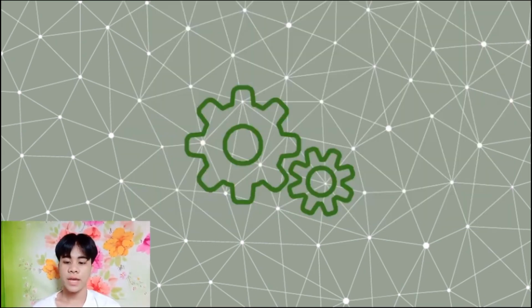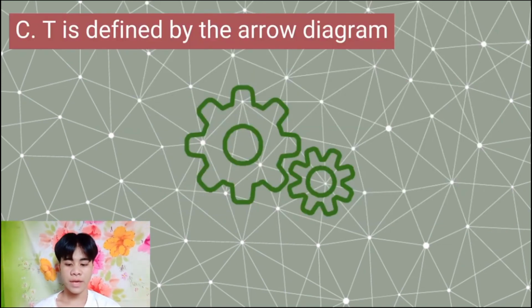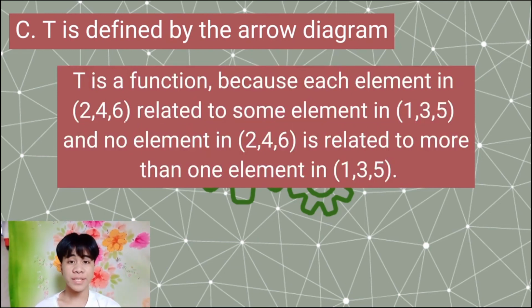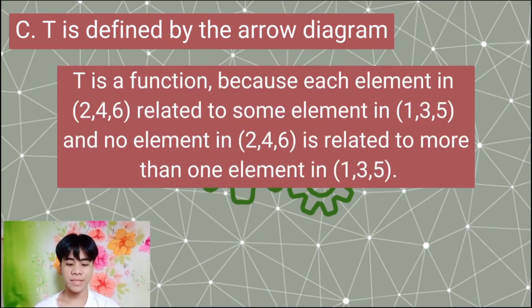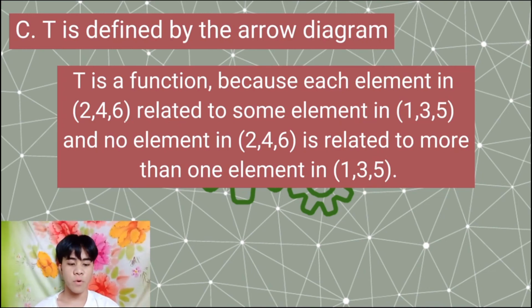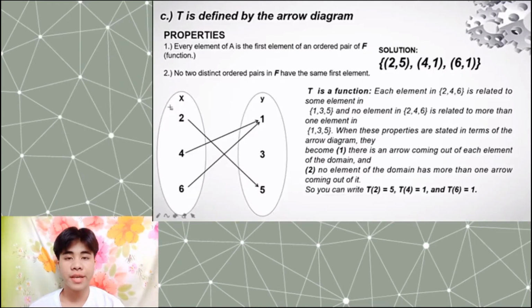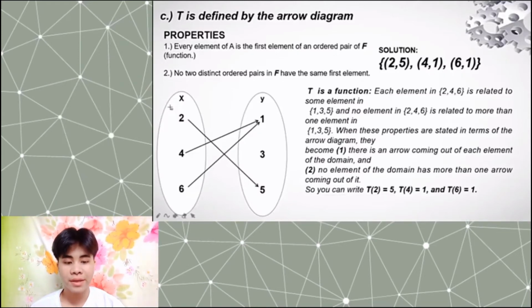So, number 3, T is defined by the arrow diagram. So, T is a function because each element in {2, 4, 6} is related to some element in {1, 3, 5}, and no element in {2, 4, 6} is related to more than one element in {1, 3, 5}. So, when these properties are stated in terms of the arrow diagram, they become: first, there is an arrow coming out of each element of the domain. And number 2 is, no element of the domain has more than one arrow coming out of it.